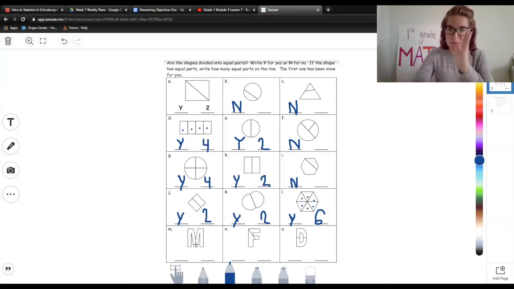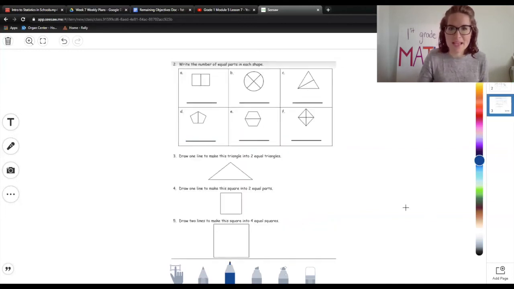So they put a line right down the middle. This part is equal to this part. So yes, they divided that uppercase M into 2 equal parts. What about this uppercase F? Is this part equal to this part? No. What about this D? Yes, they divided that into 2 equal parts. Great job.